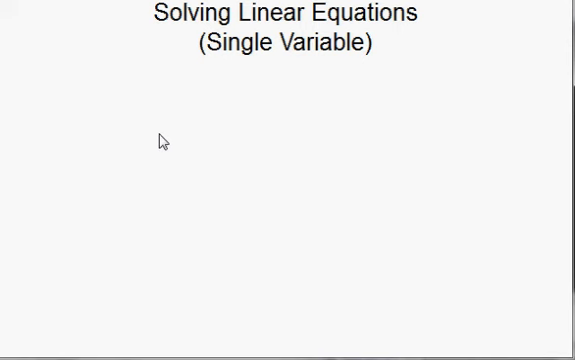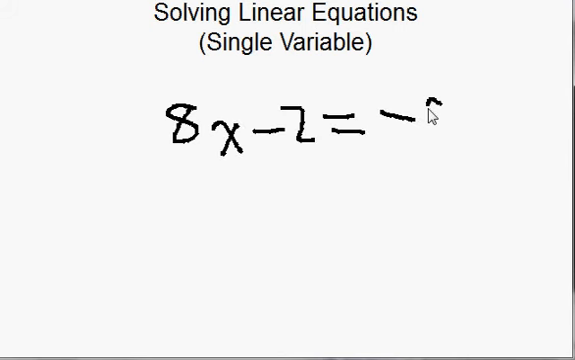Here, this next one involves multiple steps. You can't just do one thing to both sides. So let's say we have 8x minus 2, and that is equal to negative 9 plus 7x. Now here, notice a couple of things. First of all, we've got x's on both sides, and we've got numbers on both sides.